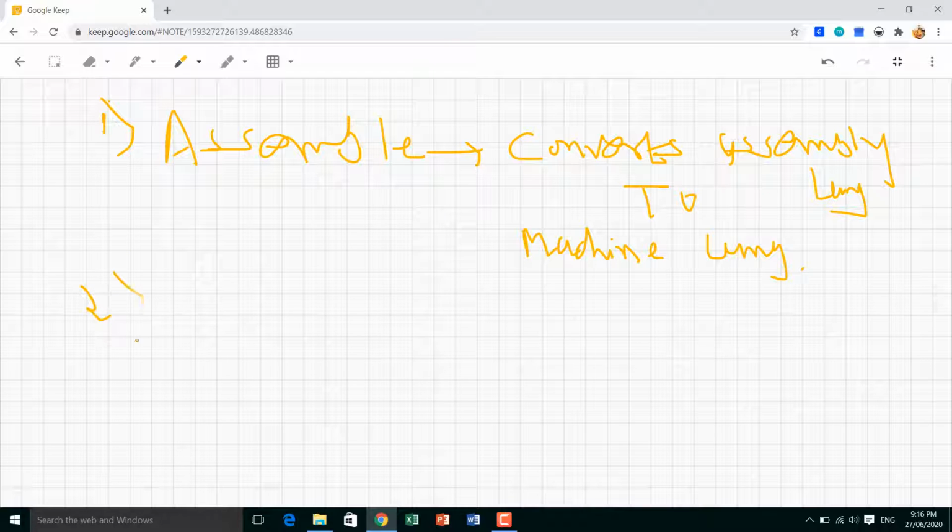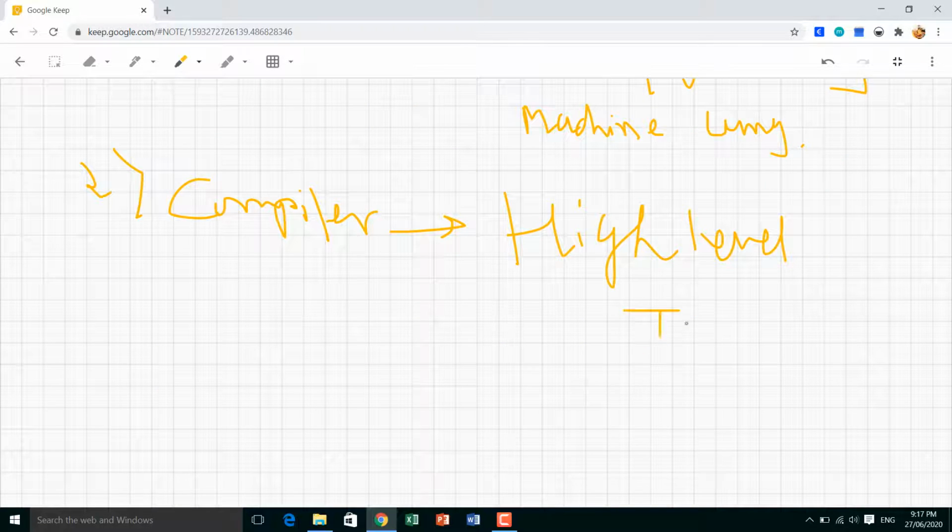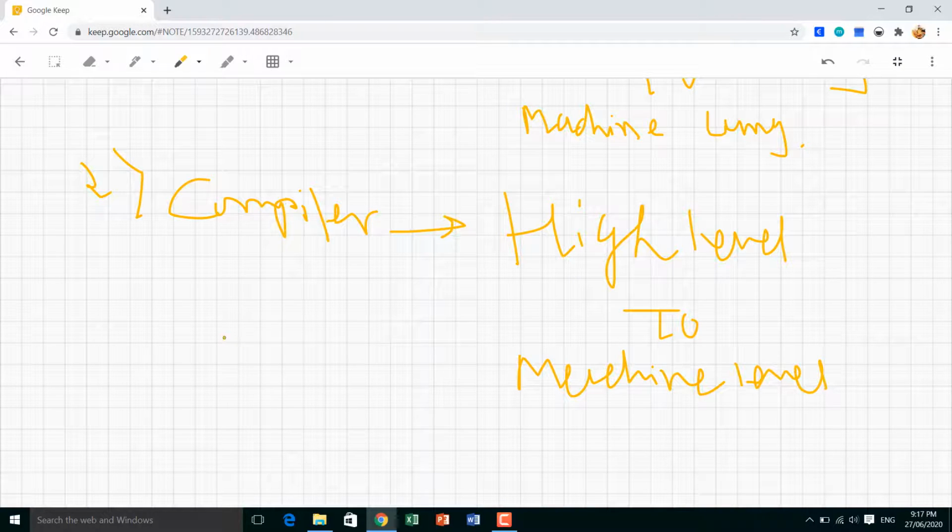Second is the compiler. The compiler converts the program written in high level language to machine level language. Same, it converts high level language to machine level language.